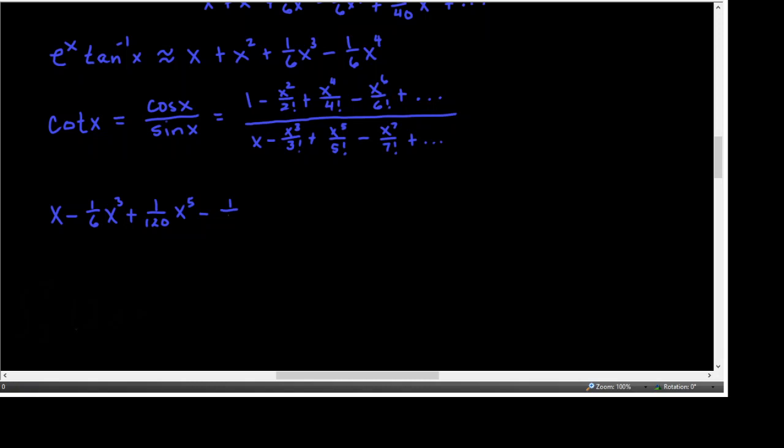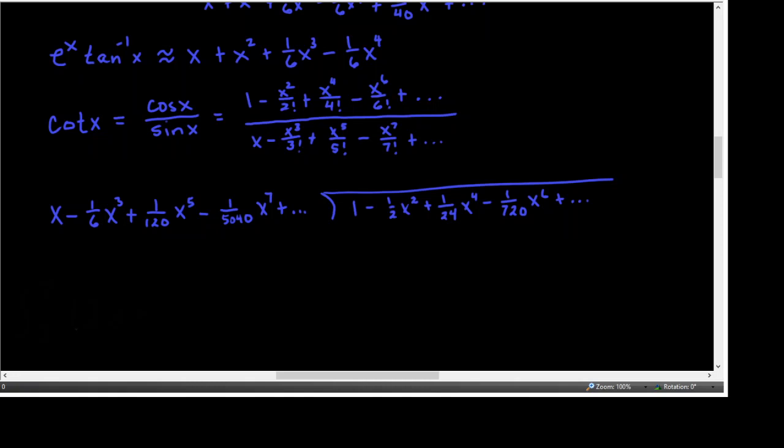5040. x to the seventh plus dot, dot, dot. That's going to be divided into 1 minus 1/2 x squared plus 1/24 x to the fourth minus 1 over 720 x to the sixth, etc. Maybe one day I'll have 7 factorial memorized. I have them up through 6 factorial memorized, but not the 7. I don't know why I haven't memorized that, but nevertheless.